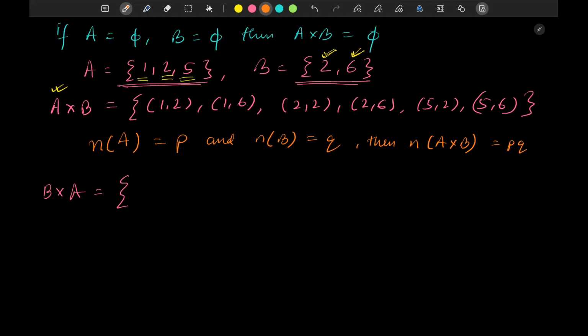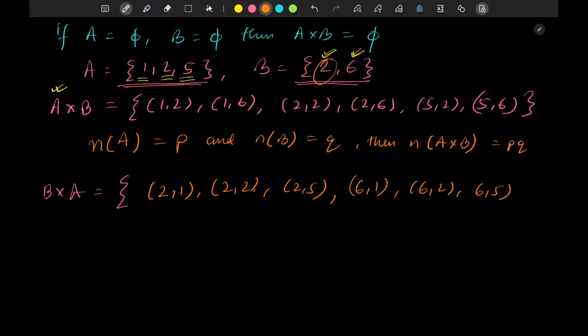That will give us the elements (2, 1), (2, 2), (2, 5), taking 2 as the first component and all the elements of A as the second component, followed by (6, 1), (6, 2), and (6, 5), taking 6 as the first component and all the elements in the set A as the second component.